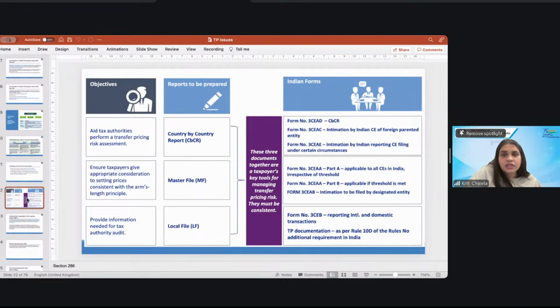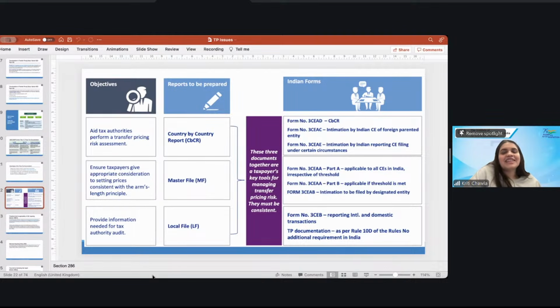But there is a threshold there. Can you guess the threshold? Threshold for applicability of CbCR. Guesswork is fine. Random guesses. Okay, 100 crore. No, maybe we can go a bit more.